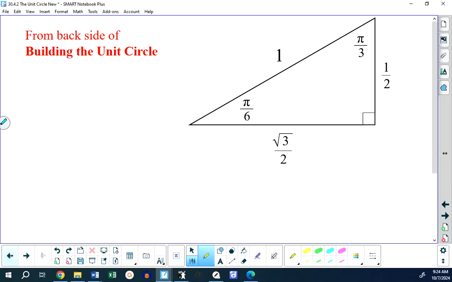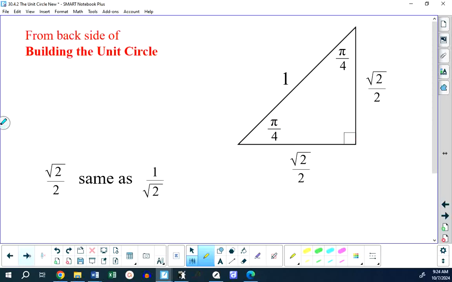Okay? And we also have this triangle. And what you probably were told last year is let's call this 1 and let's call this x. And just for kicks, let's call that x because we know they're equal. And if you use the Pythagorean theorem, you get 1 over root 2 or root 2 over 2. Okay?